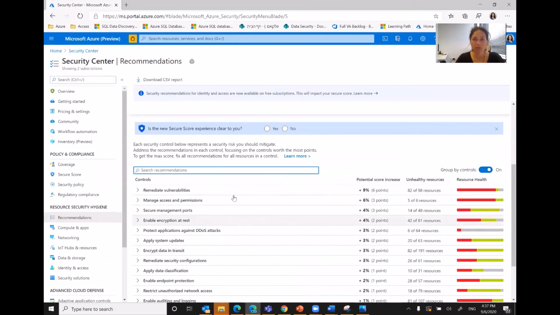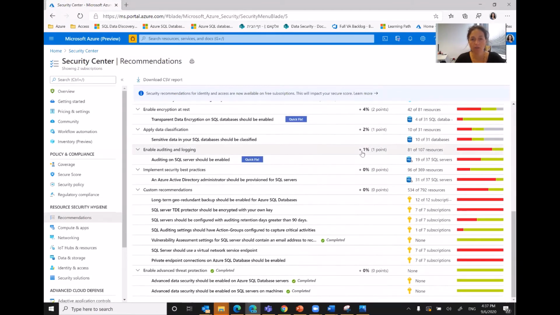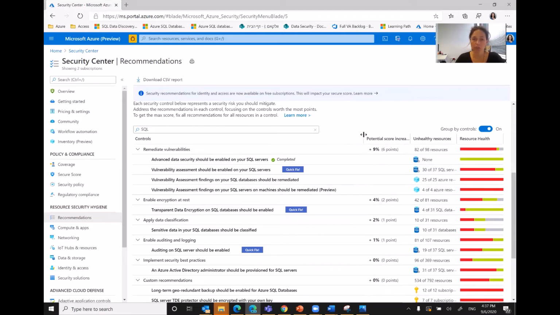An interesting thing to do here is to filter by SQL, to search for SQL, and then you can immediately see all the recommendations that are relevant to your SQL resources. I find this really useful. For each recommendation or control group, you'll see the impact that it has on the security score and actually the potential score increase that you can get by remediating the recommendations and the vulnerabilities that are shown here.